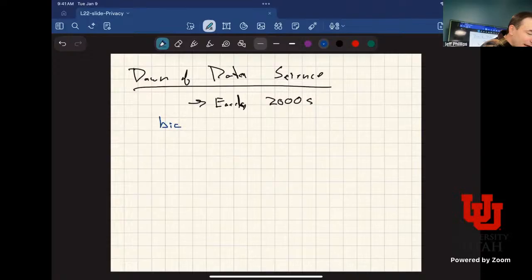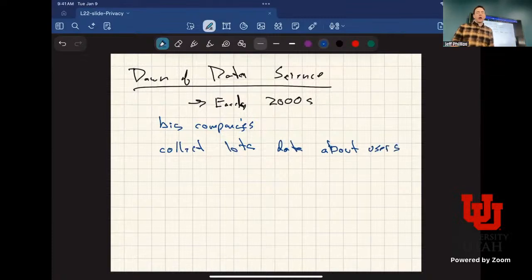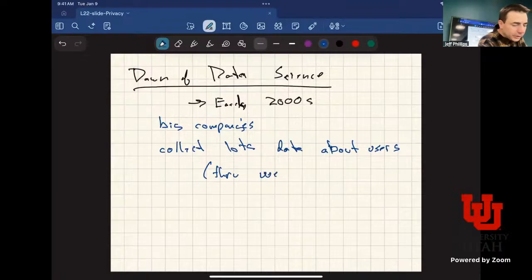So there were these big companies, they would collect lots of data about users, right? So this was mostly to serve ads, and this was basically through the web, kind of the web, like Web 2.0, I guess, was pretty new back then.